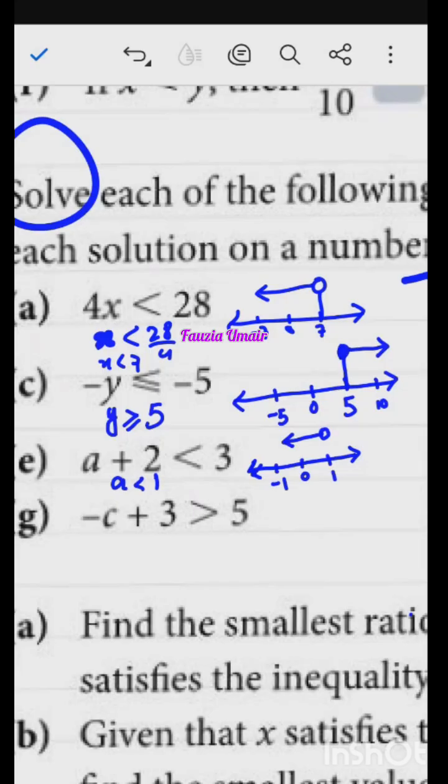Okay. So what will be the next question? Can you solve it on your own and tell me what the final equation is?